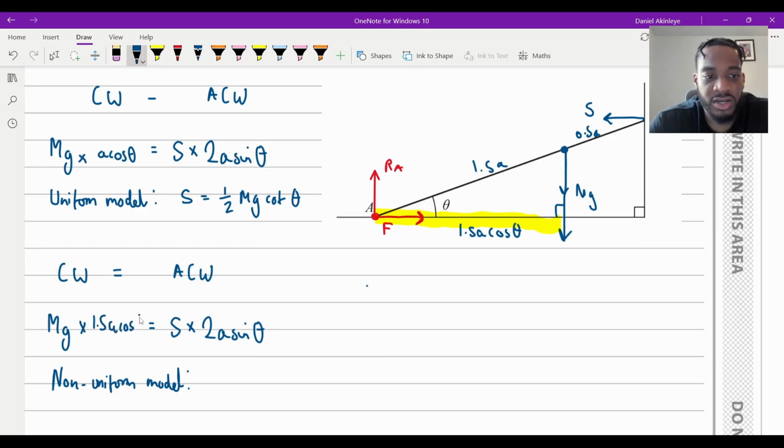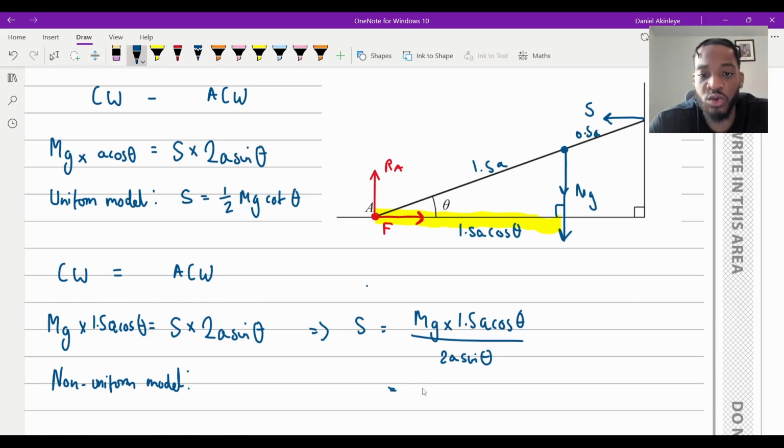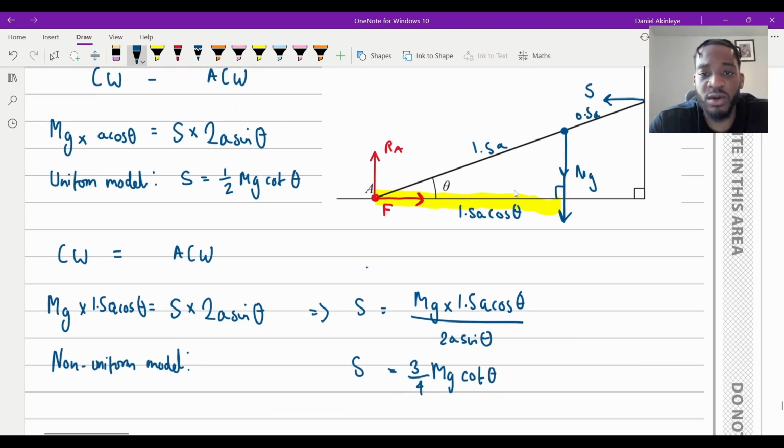Now, if I want to get S from here, S is just going to be equal to mg times 1.5a cos theta, and then we divide this by the 2a sine theta, isn't it? Doing this, we've got 1.5 divided by 2, that's 0.75 or 3/4. So I'm going to have 3/4 here, and then I've got the mg. The a's will cancel, and then I've got cot again. So this is our new value for S, right? Now remember, this is when it was non-uniform.